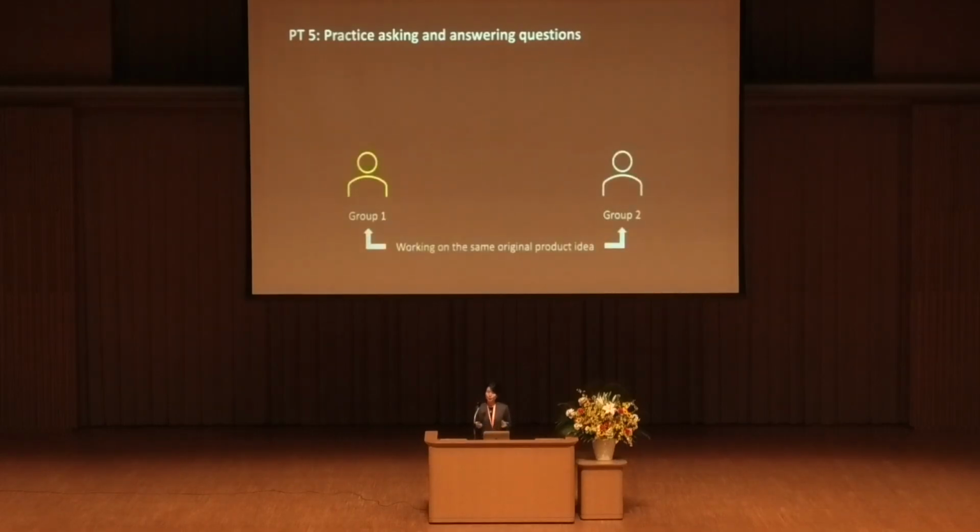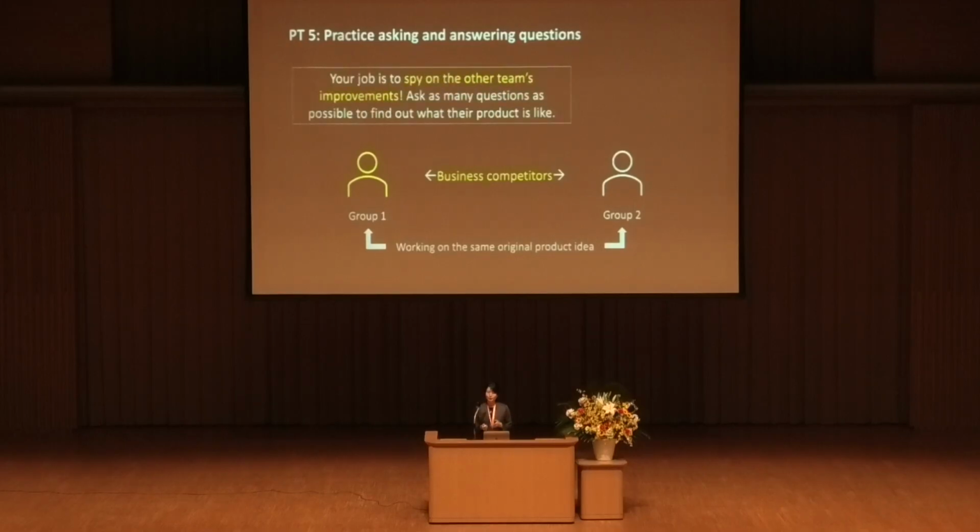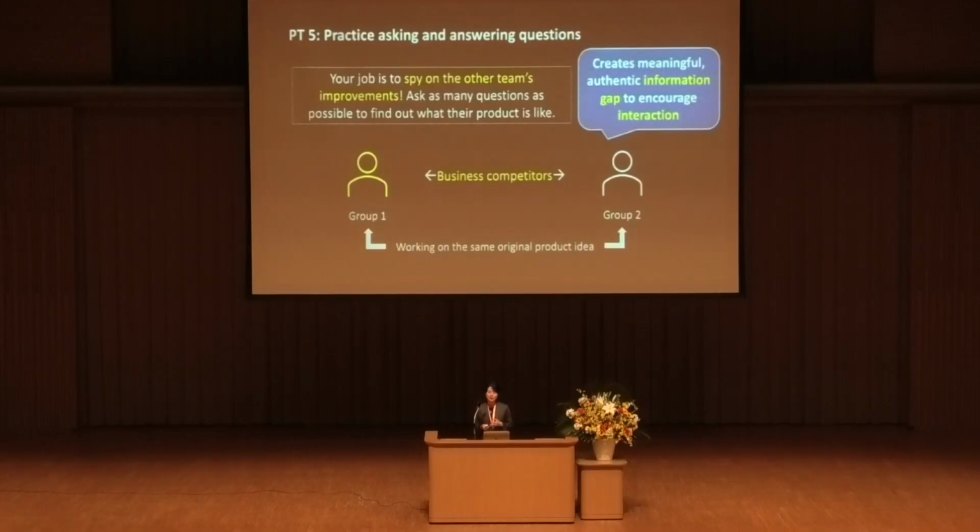Remember, 2 groups were now working on the same original product idea. So I portrayed them as business competitors. Each student was paired up with another student from their competitor group, and they were told that their job is to spy on the other team's improvements. Ask as many questions as possible to find out what their product is like. In this scenario, my students loved it. And it really created a meaningful information gap, right? Which encouraged more authentic and real and motivating interaction between the students.